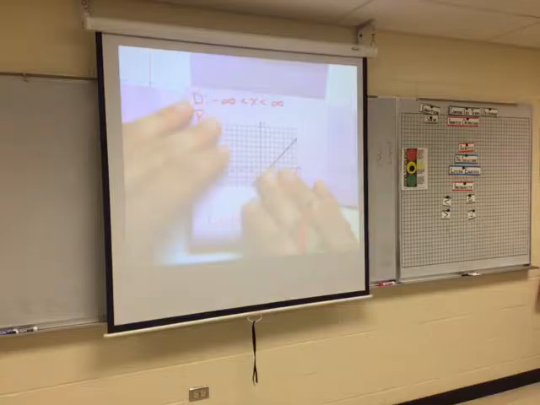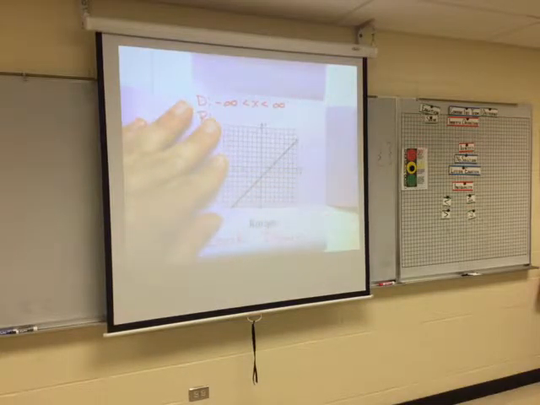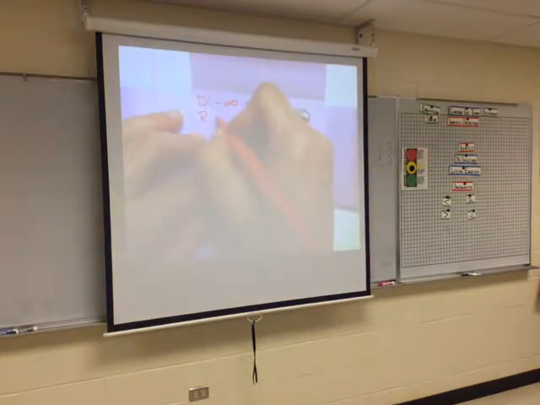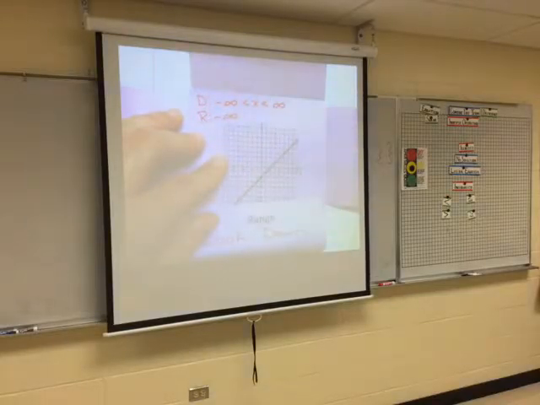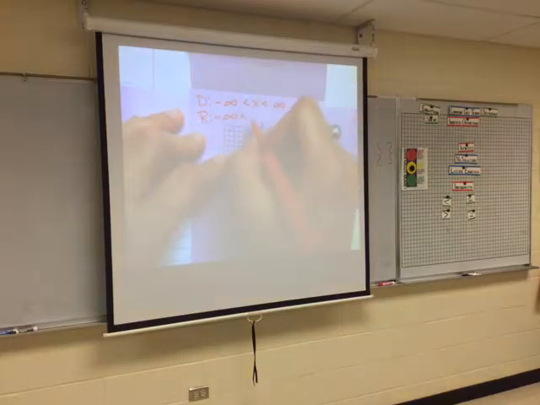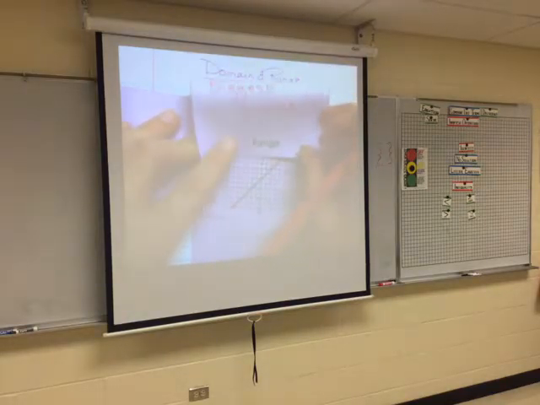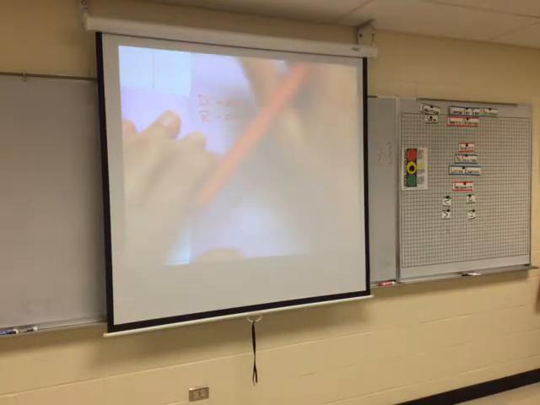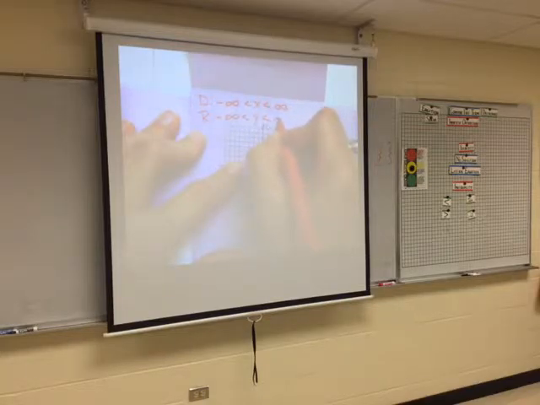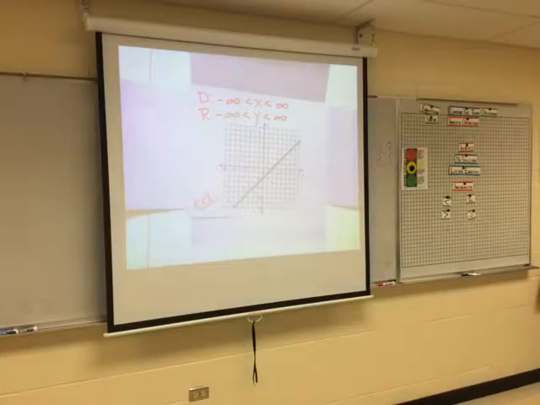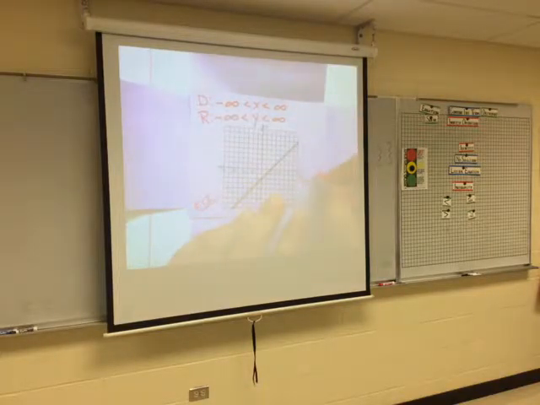So my range, do I have a smallest y value? No, so I'm going to have negative infinity is less than y. And do I have a biggest y value? No. y is less than positive infinity. Alright, and is this a function? Yes, it is a function.